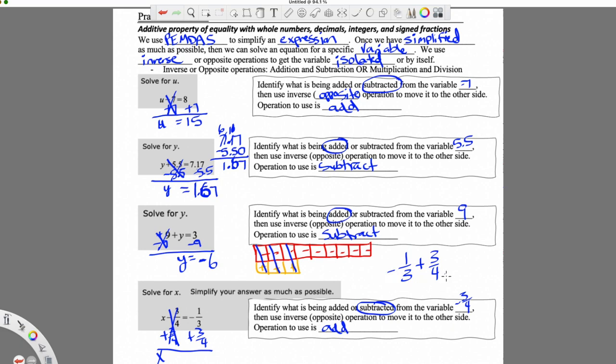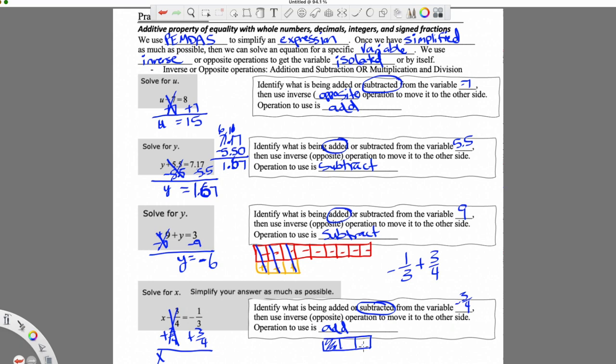Negative 1/3 plus 3/4. When I'm adding or subtracting fractions, I need to have like denominators. Basically, what a fraction means is how many pieces do I have of this. So if I were to draw this one, I have 3 pieces, like this: 1, 2, 3. That's how many were available. And then there's one that's negative. I should have drawn this in red probably. So it was negative 1/3.